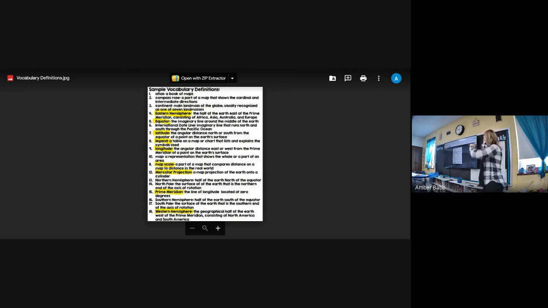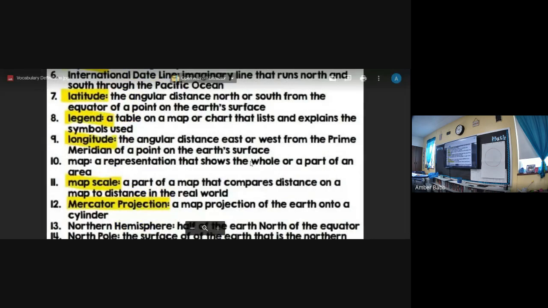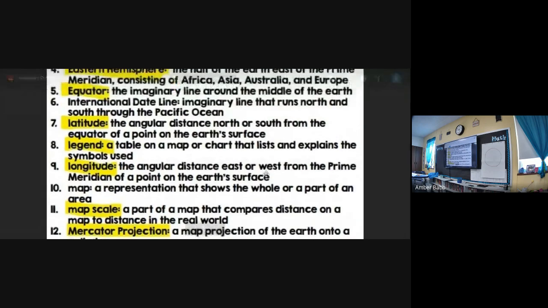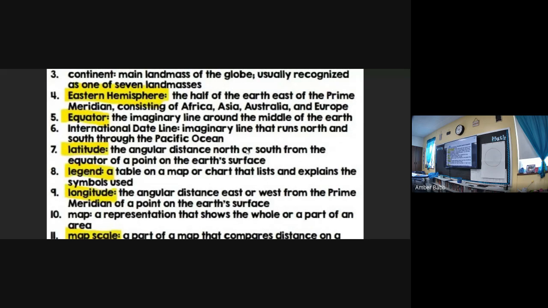No, it says imaginary. Okay, so if we look at this, oh, I can't tap it. Boo hiss. You can zoom in. I sure can. Wait, we're doing equator. All right, so your first word, equator, it's number 5 on here. An imaginary line around the middle of the Earth.